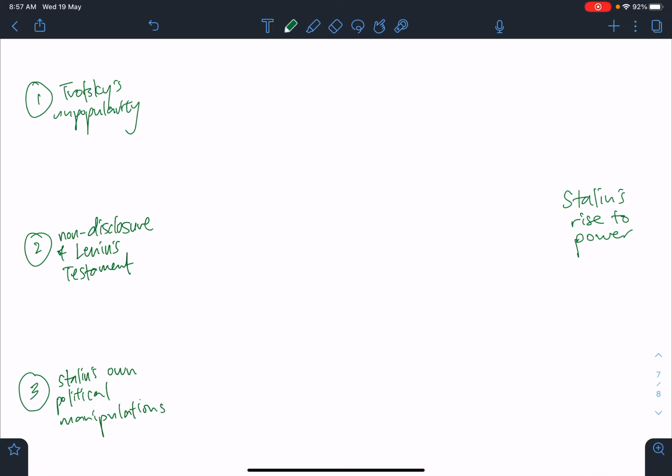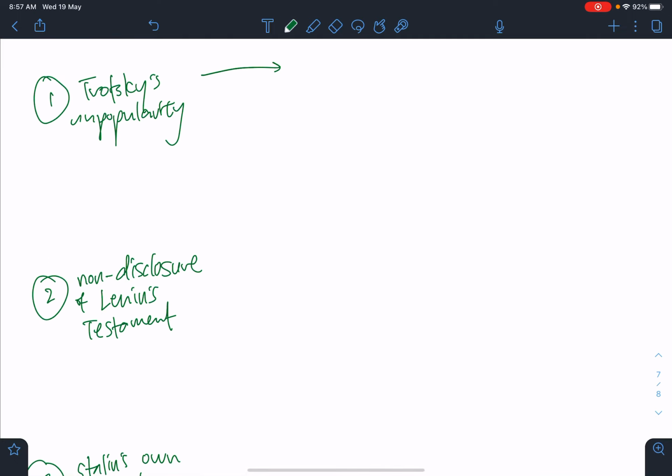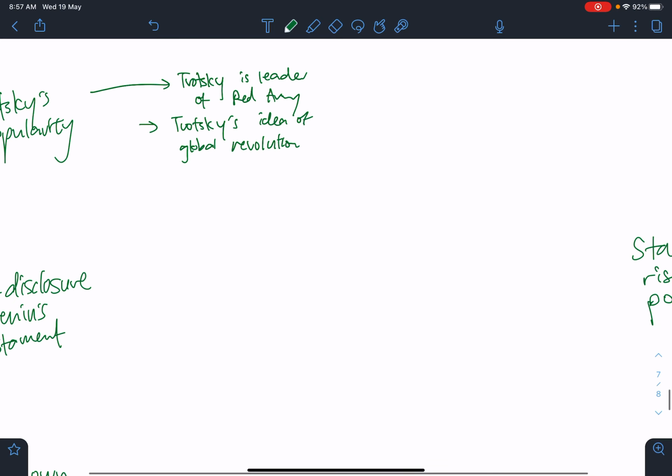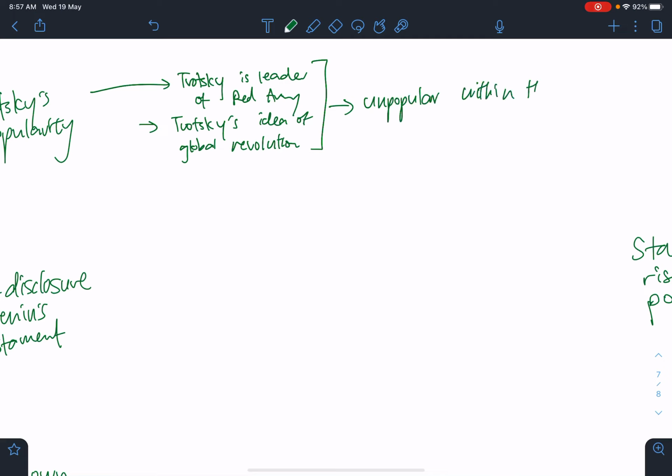If you talk about Trotsky's unpopularity, you can first talk about his position. I'll go through the content first. Trotsky is the leader of the Red Army, right? You can also talk about Trotsky's idea of global revolution. But if you just talk about this, there's no point. It's just information. What is the point of this information? This makes him unpopular where? Within the communist leadership.